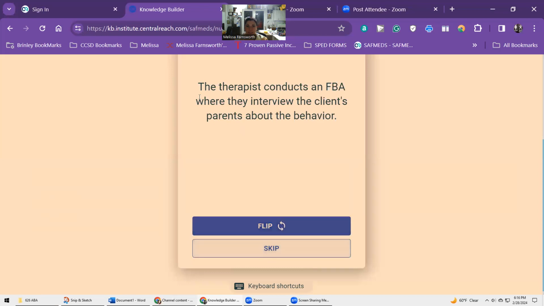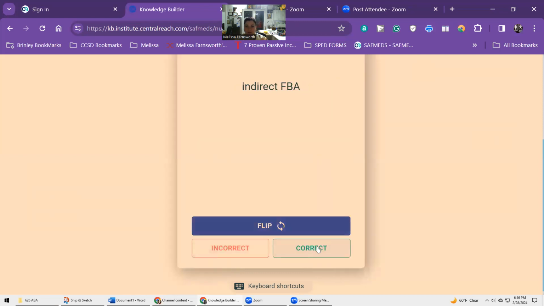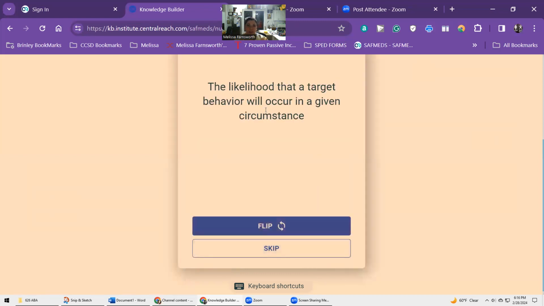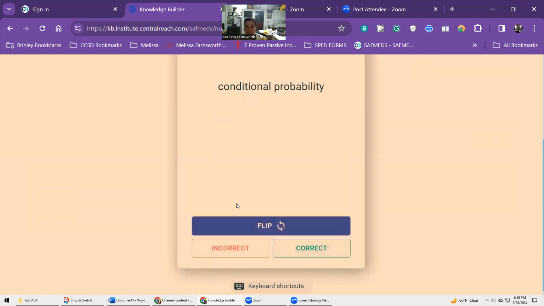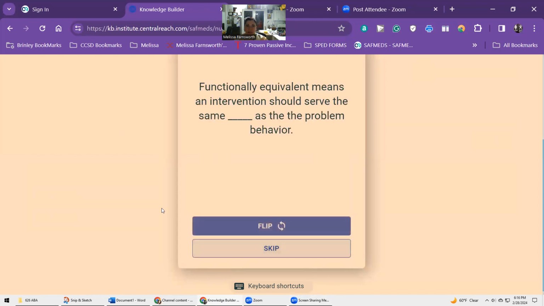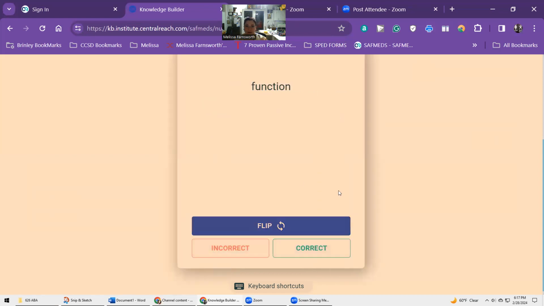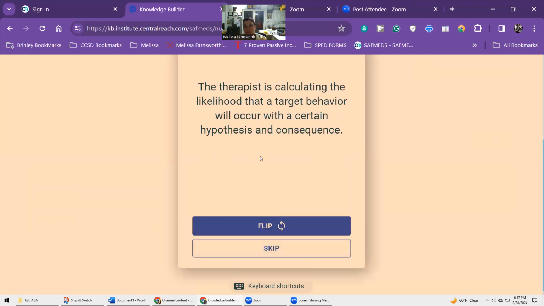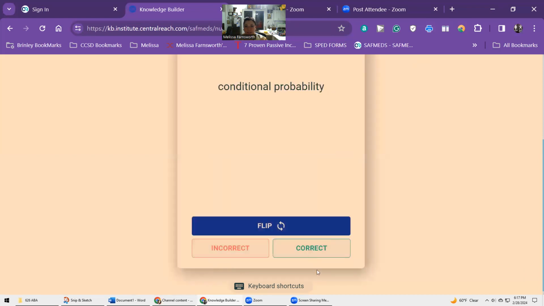Environmental events. The therapist conducts an FBA where they interview the client's parents about the behavior. Indirect FBA. The likelihood that a target behavior will occur in a given circumstance. Conditional probability. Functionally equivalent means an intervention should serve the same blank as the problem behavior. Function. The therapist is calculating the likelihood that a target behavior will occur with certain hypotheses and consequences.